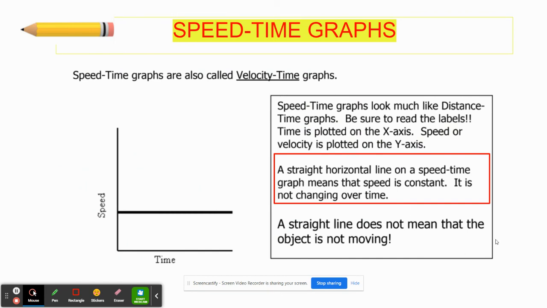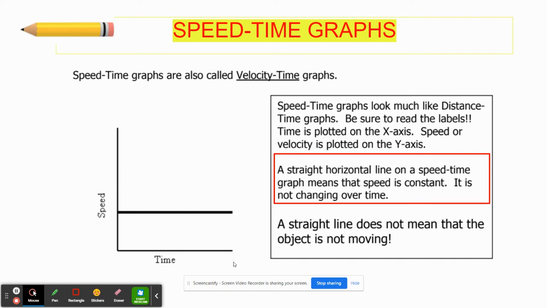This is not highlighted in yellow, but do you see how I put a red box around this? You definitely need to write this in your notes. I would kind of add this right below it too.